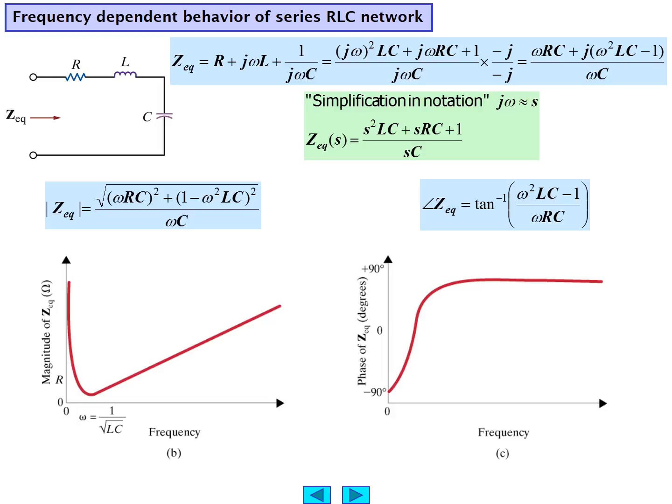We can simplify the notation because we often have the term j omega. We can simplify the notation by substituting the variable s wherever we see j omega. So for example, the quantity (j omega) squared becomes s squared, and the quantity j omega just becomes s. So we end up with Z equivalent of s is s squared LC plus sRC plus 1, divided by sC.